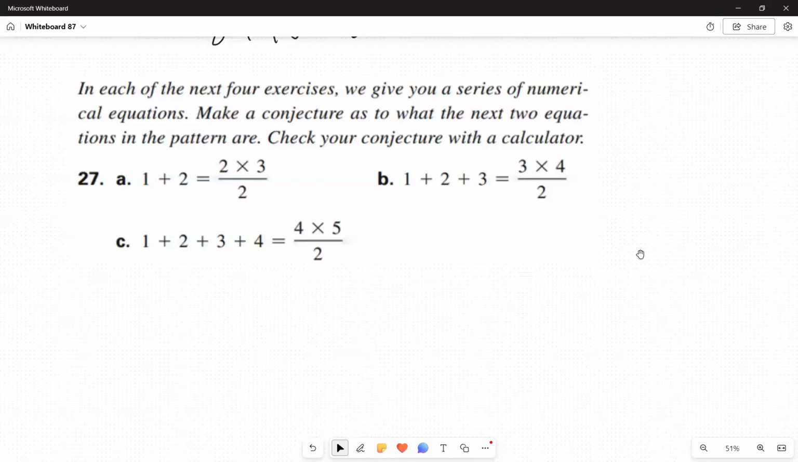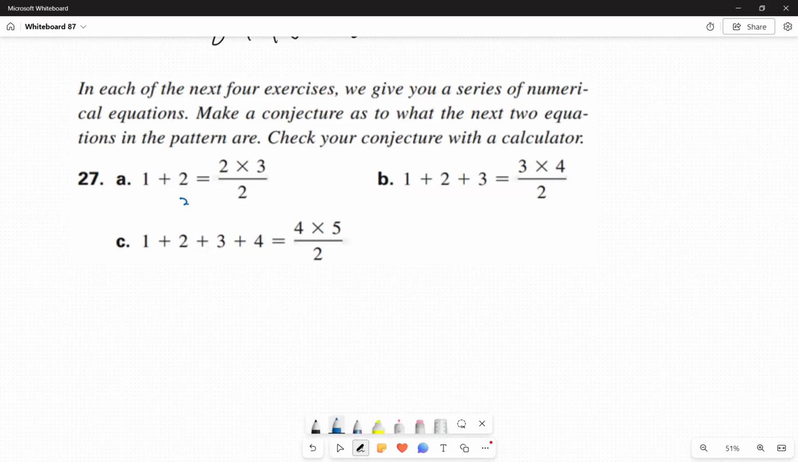So the first equation is that 1 plus 2 is 2 times 3 over 2. The second one, 1 plus 2 plus 3 equals 3 times 4 over 2. And the third one, 1 plus 2 plus 3 plus 4 is 4 times 5 over 2. So the pattern is that the sum of the first natural numbers is the last natural number multiplied by the subsequent one, over 2. And we can verify it mentally.